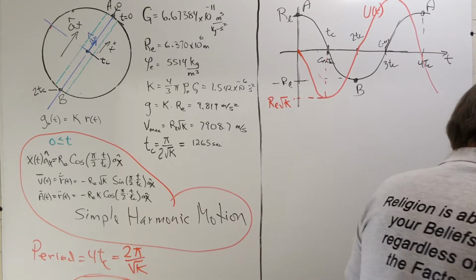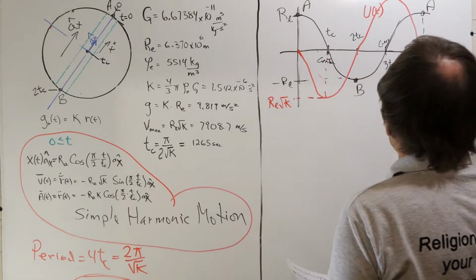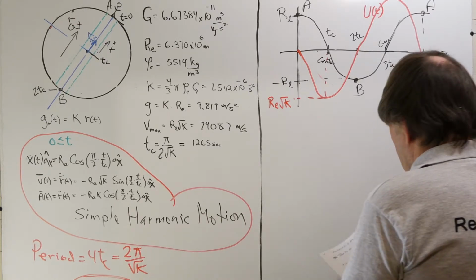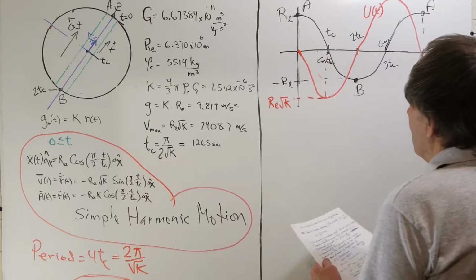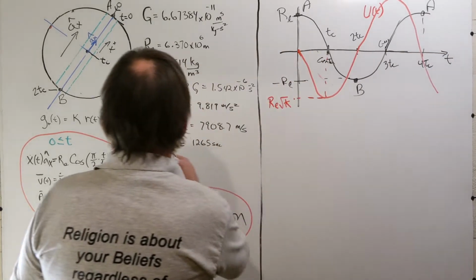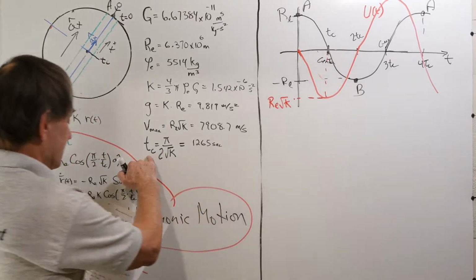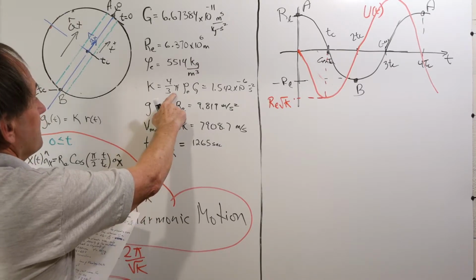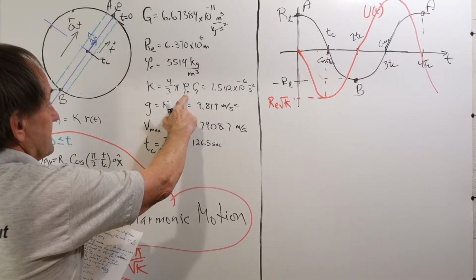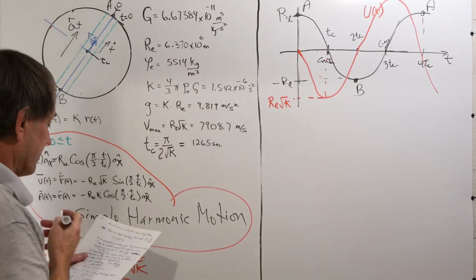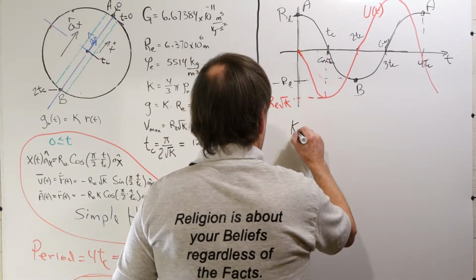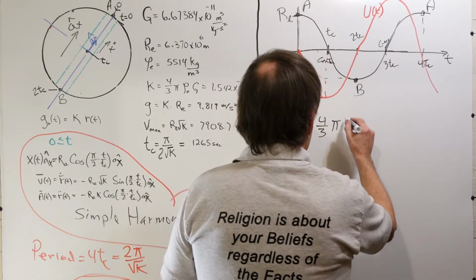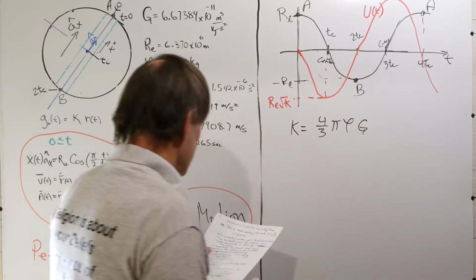Now, let's look at something a little more here. We know that the time to reach the center of the Earth is Tc, and our K is 4/3 pi times the density and big G. So let's write this down. K is 4/3 pi times the density and big G.